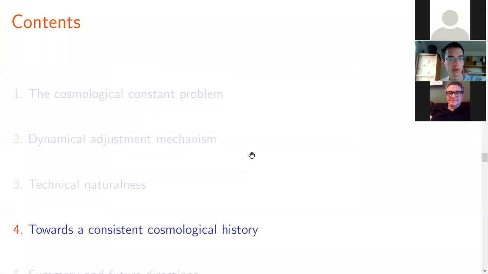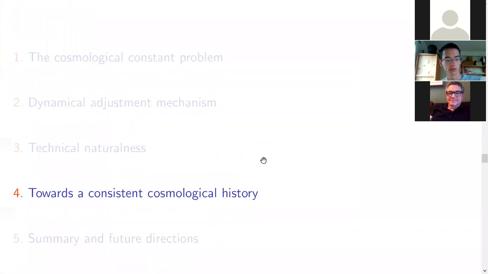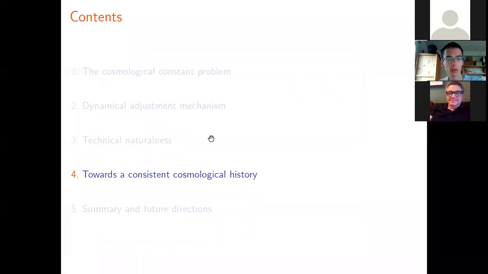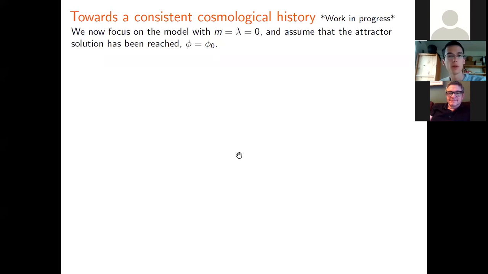So for the remainder of the talk, this was a very simple model. There was no matter, so it's difficult to tell whether this is phenomenologically viable. And so we can ask the following question: what happens to the model if we put matter in? And in particular, is it consistent with the history of the universe as we know it?